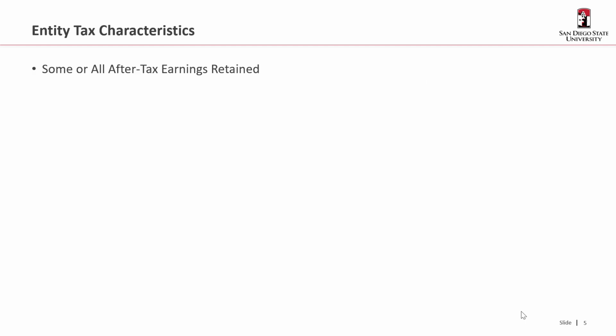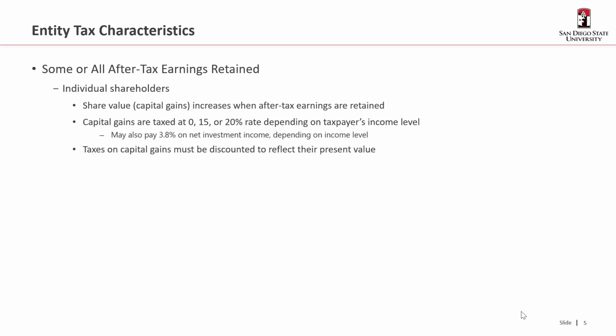Okay. So, the thing about these non-flow-through entities like corporations is that some or all of the after-tax earnings can be retained. And if you think all the way back to Module 1, we did some examples of this. So individual shareholders, if the corporation continues to retain the earnings that it's generating, then in theory the share value increases when after-tax earnings are retained. Think of it as if all they did was take the cash and just leave it in a bank account, then obviously the value of your shares would continue to go up because the value of that bank account continues to go up.